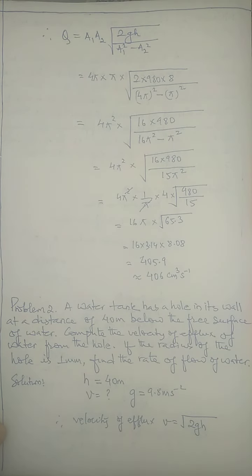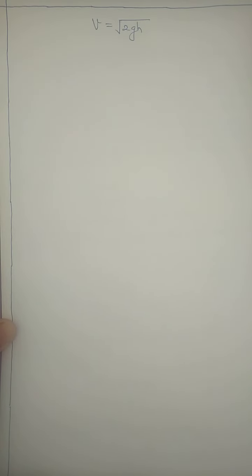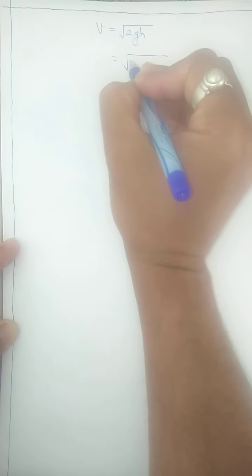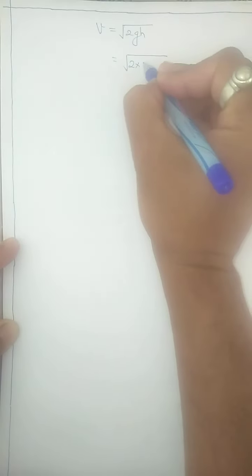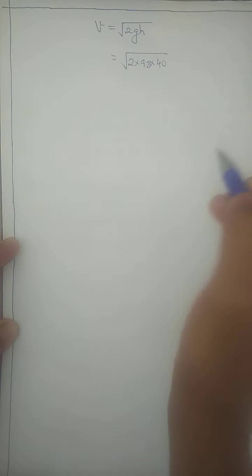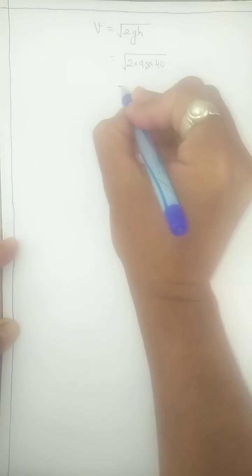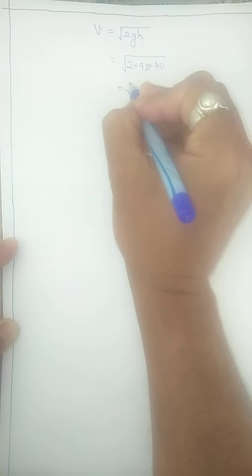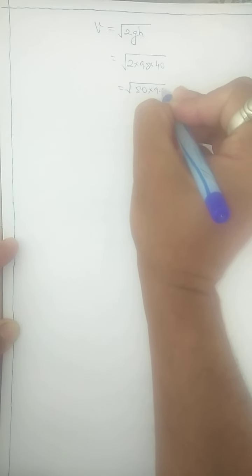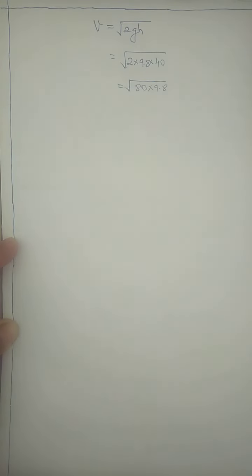So what is the formula? v equals square root of 2gh. Now in this formula, let me substitute the value of g and h. The value of g is 9.8, and the value of h is 40. So let me multiply these. 2 into 40 means 80, into 9.8. Square root of 80 into 9.8 can be calculated.